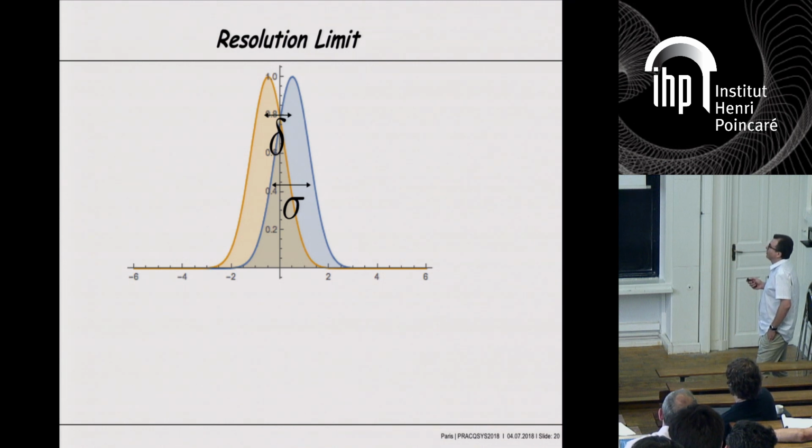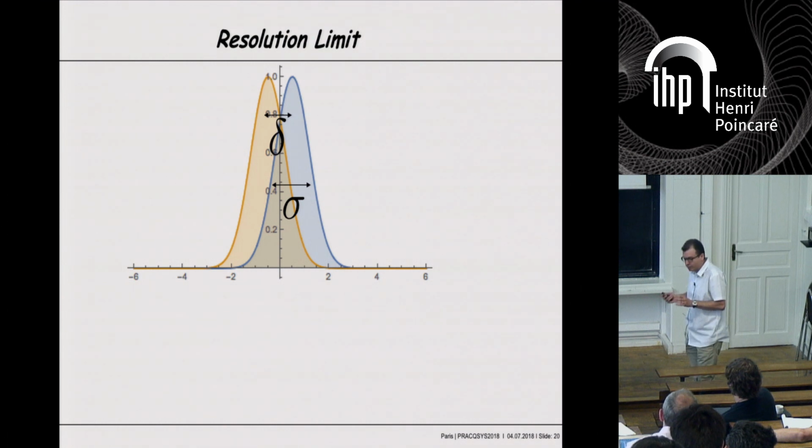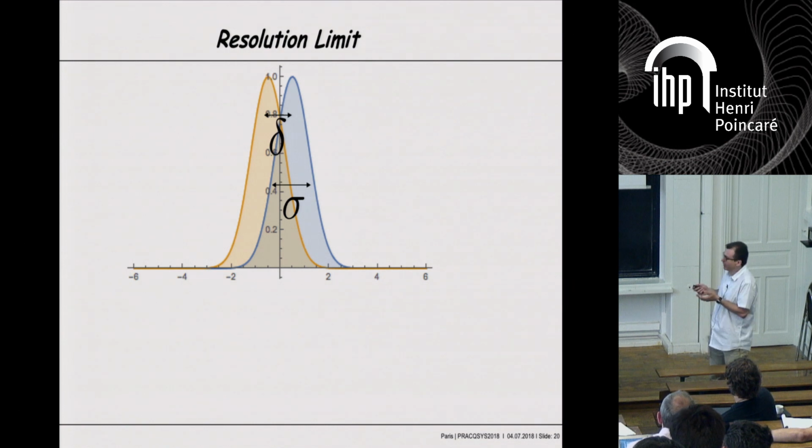So, to put it in numbers, let's assume the simplest model, where we know there are two frequencies, we know what the noise is, we know what the noise is in each frequency, and let's make a calculation.